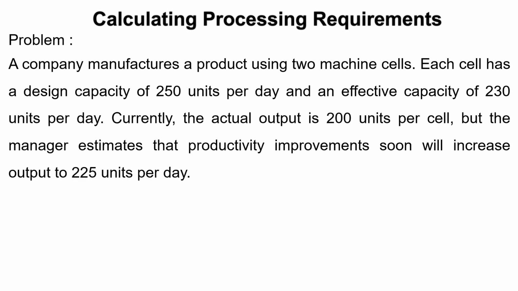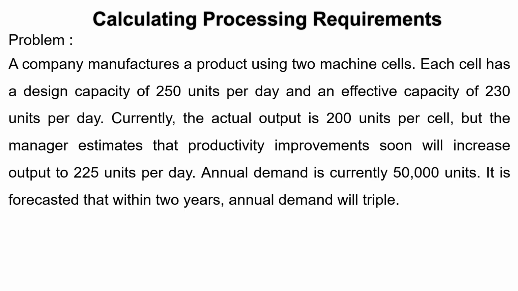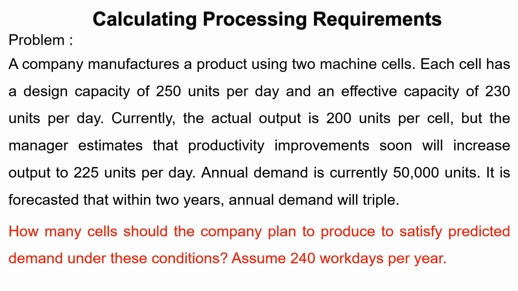Currently, the actual output is 200 units per cell, but the manager estimates that productivity improvements soon will increase output to 225 units per day. Annual demand is currently 50,000 units. It is forecasted that within 2 years, annual demand will triple. How many cells should the company plan to produce to satisfy predicted demand under these conditions? Assume 240 workdays per year.